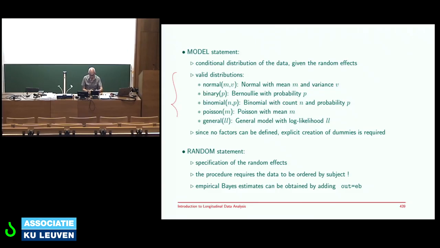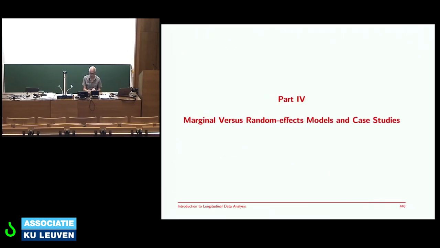Here is the collection of models, as I said. For the random statement, you can specify normal random effects, but as I said a minute ago, by transformation you can definitely generalize that as well. And in the random statement you can include out=EB for empirical Bayes estimates.